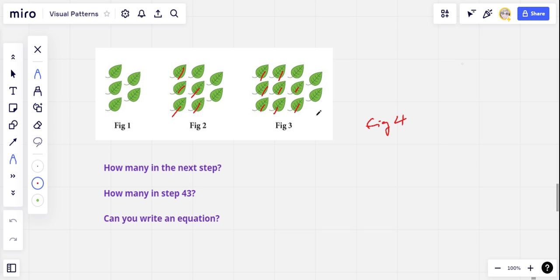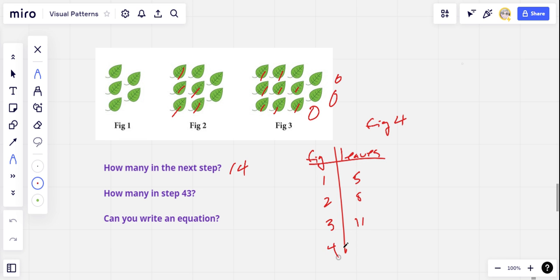So if I were going to guess about figure 4, I'd say another leaf here and another 2 leaves out here. And so that'd be 9, 10, 11, 12, 13, 14 for figure 4. So that's my guess for figure 4. But let's look at this pattern. I'm going to put the figure number and the number of leaves. So in figure 1, we have 5. In figure 2, that's 8. In figure 3, that's 11. And in figure 4, we're predicting 14.